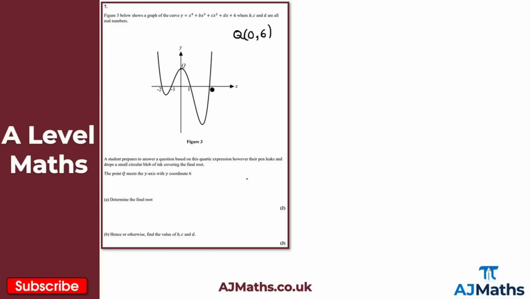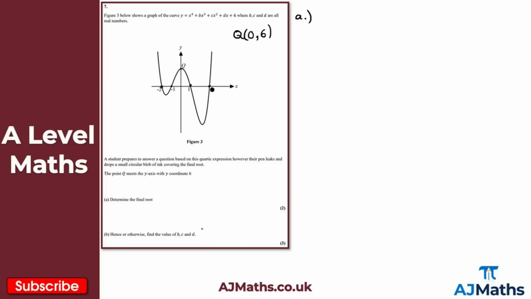For the first part, part A, it says determine the final root. So how do we answer part A? Well, we need to use this sketch to answer part A. We can see 3 of the 4 roots. So I can see that we have 4 roots: one root here, one root here, one root here, and this final root here.